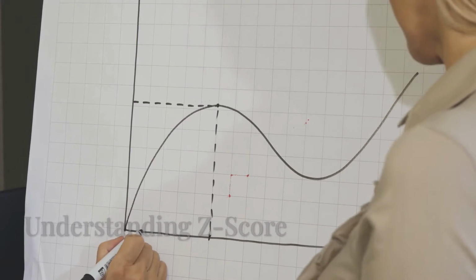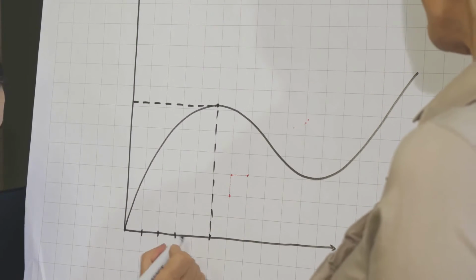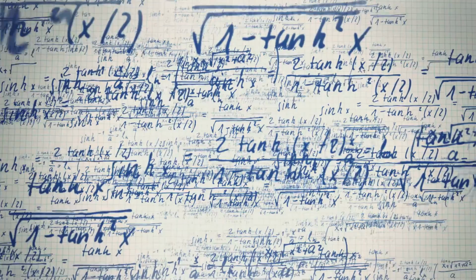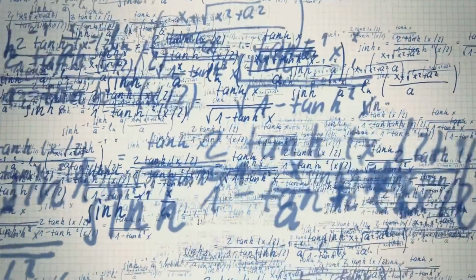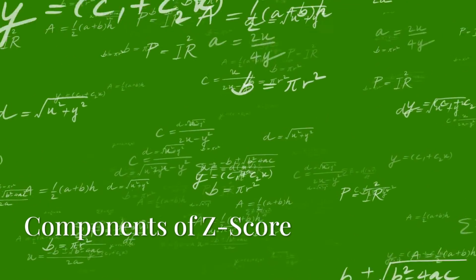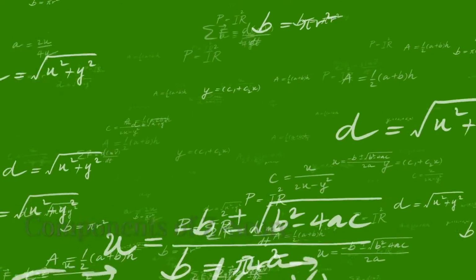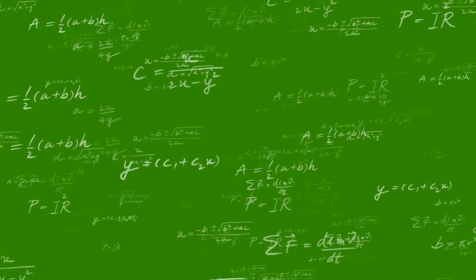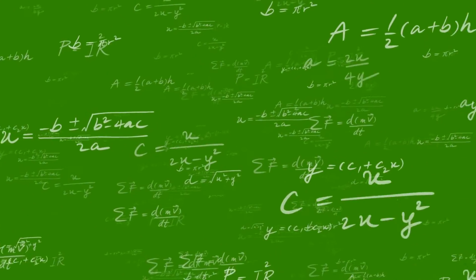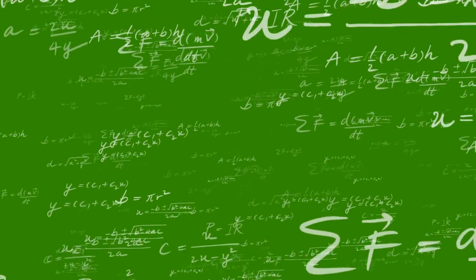A Z-score, also known as a standard score, measures how many standard deviations an individual data point is from the mean of the dataset. The formula for calculating a Z-score is Z = (X - mu) / sigma, where Z is the Z-score, X is the value of the observation, mu is the mean of the dataset, and sigma is the standard deviation of the dataset.